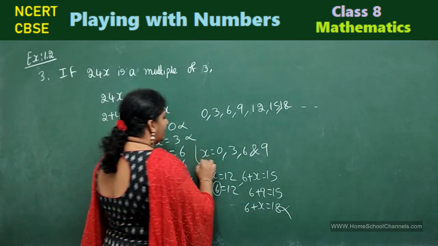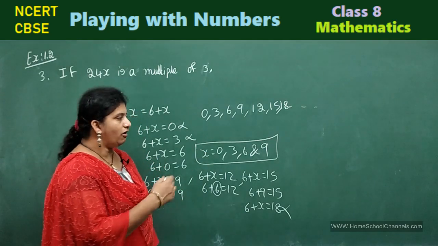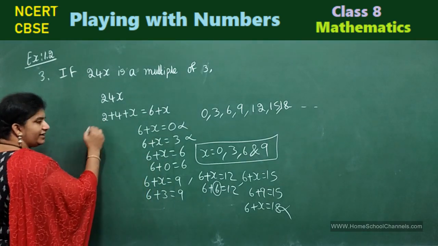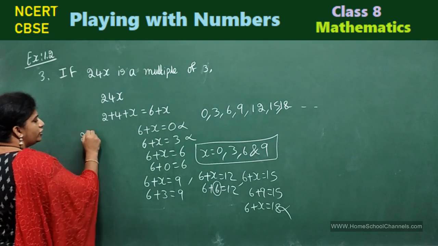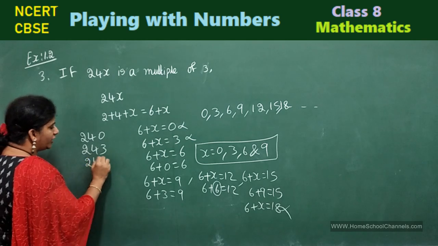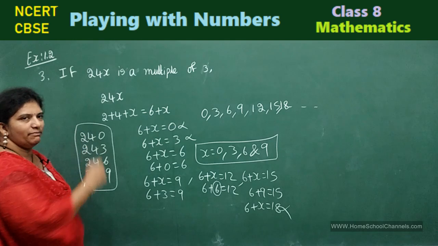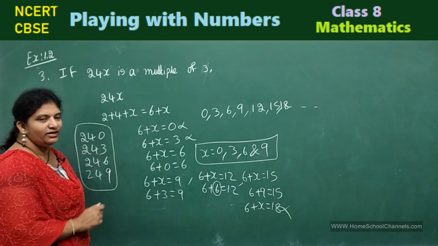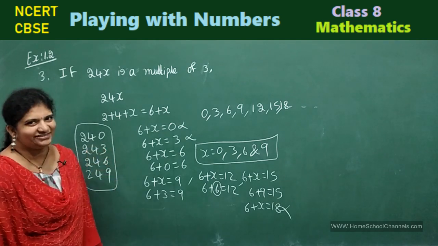Therefore, what is your final answer here? x may be 0, 3, 6 or 9. You can expect any of these 3-digit numbers here. In the place of x, substitute those numbers: 240 or 243 or 246 or 249. Any of these numbers we can expect there. These are all the multiples of 3. They are divisible by 3, so we can say they are multiples of 3.